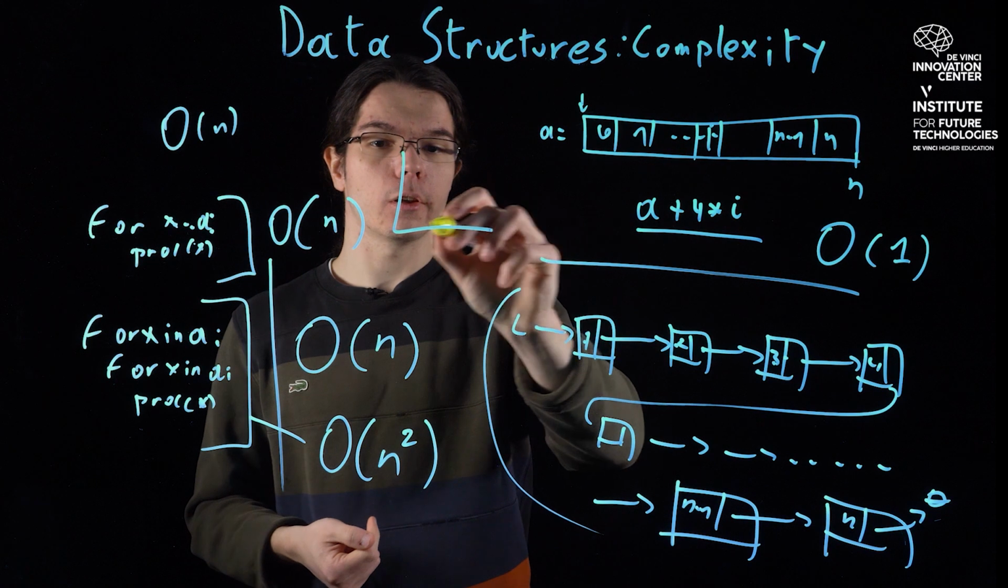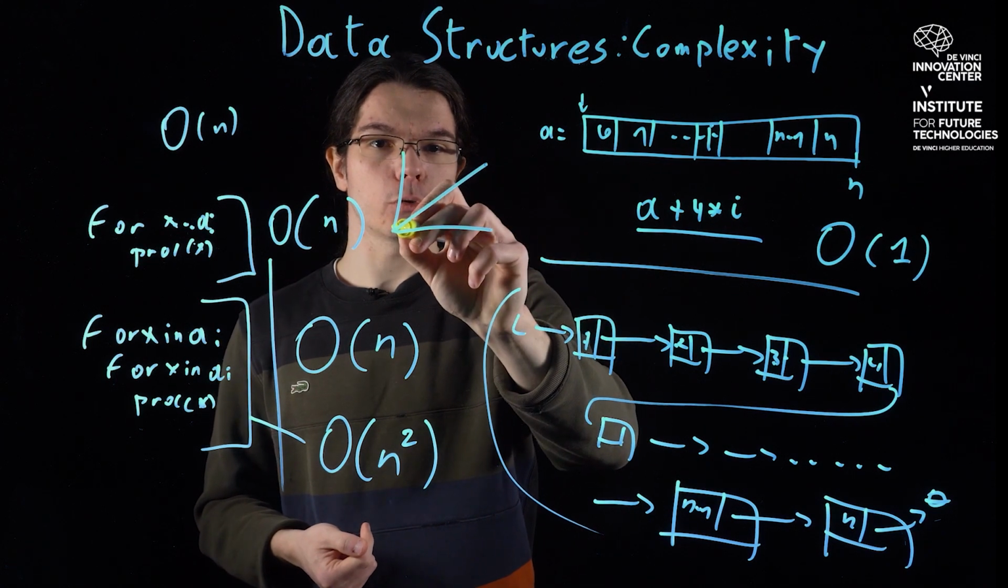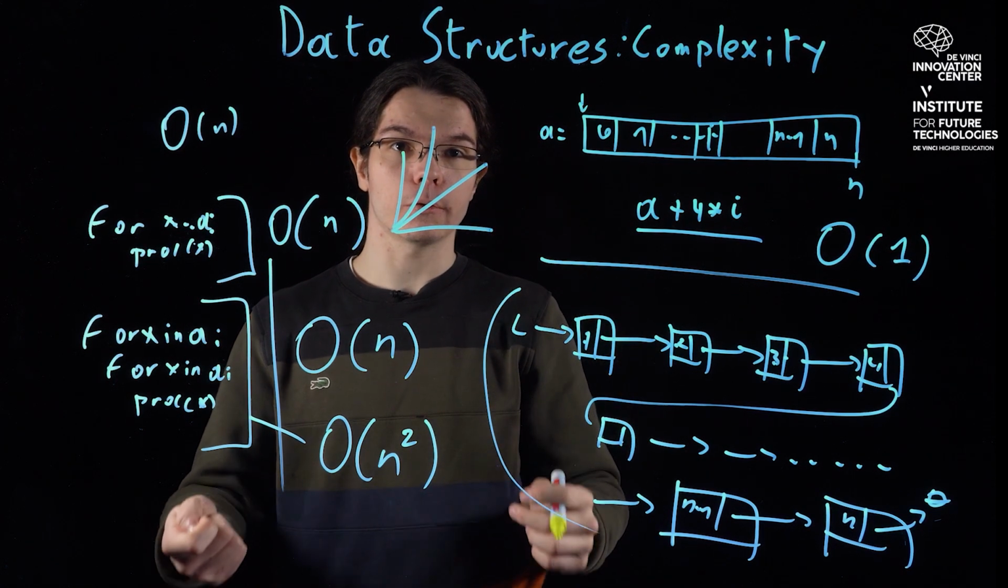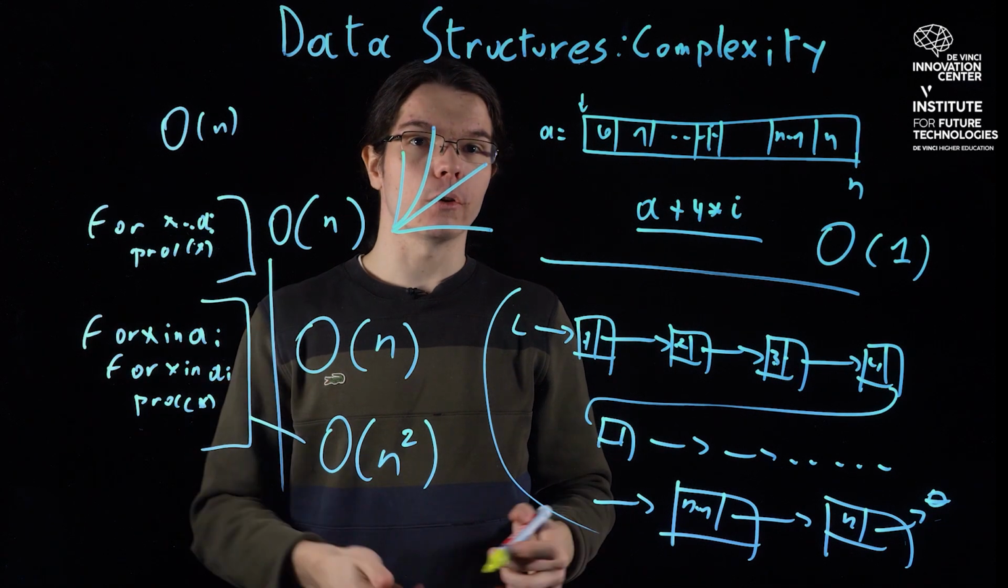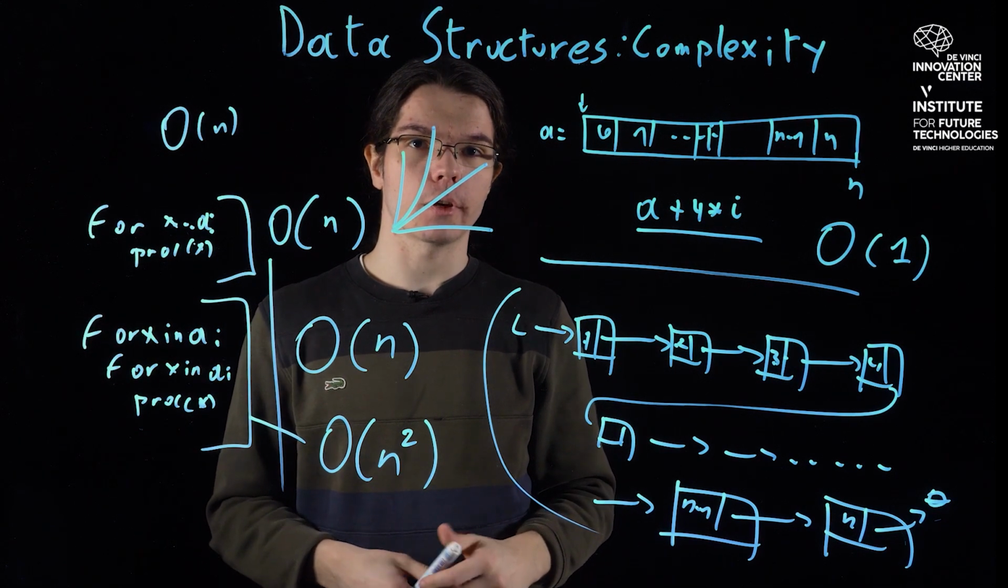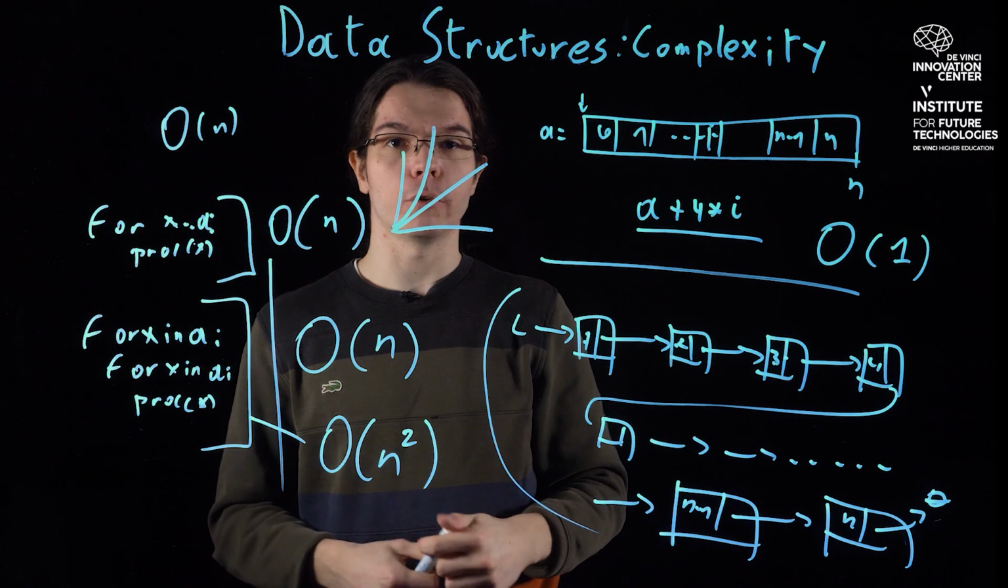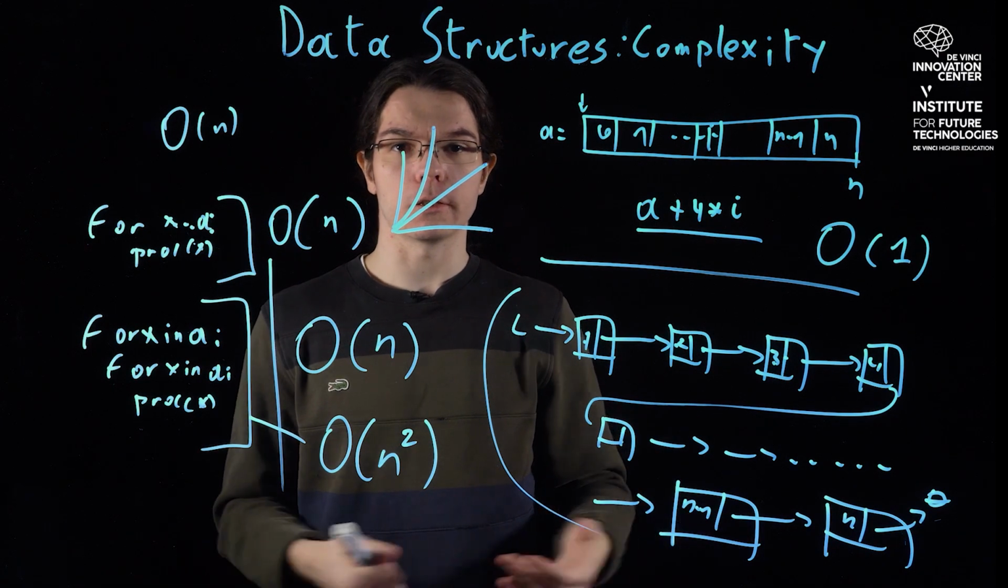So it's not going to rise linearly, it's going to rise exponentially. So you have to be really careful about how you write your for loops in your programs, and always check the complexity before you actually spend too much time on a program.